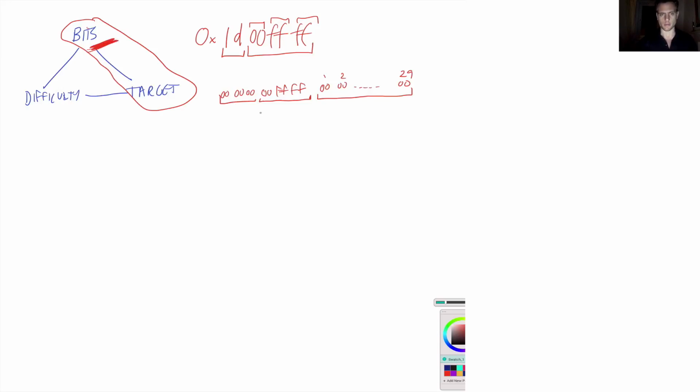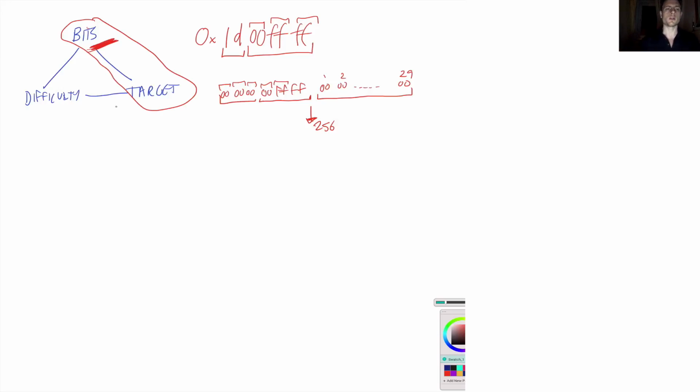If you want to expand this into the proper 256 bit hash target, then you expand out these hex values. Each of these bytes corresponds to 8 bits, and you just expand each hexadecimal digit out into its full binary notation.